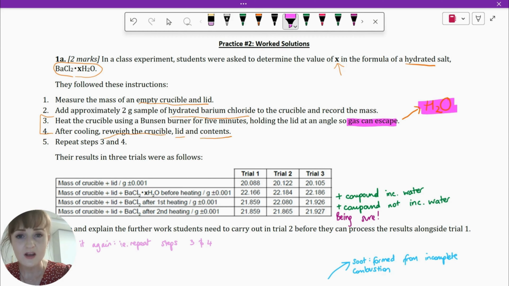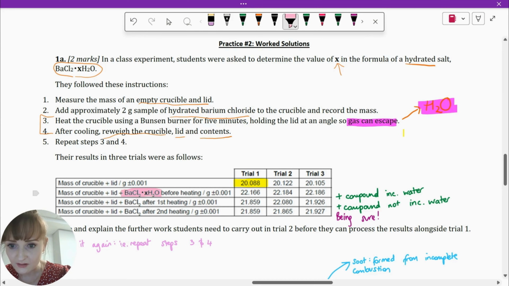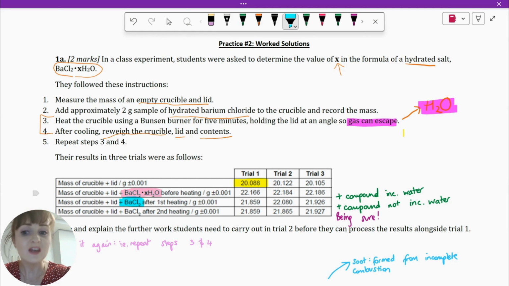I know the mass of the crucible and the lid, so this is your empty crucible. That's the first value. The second value includes the barium chloride and the water with it. The third value includes it after it has been heated. In an ideal situation now, all of the water should have been lost. To confirm that all of the water has been lost, you heat it further.